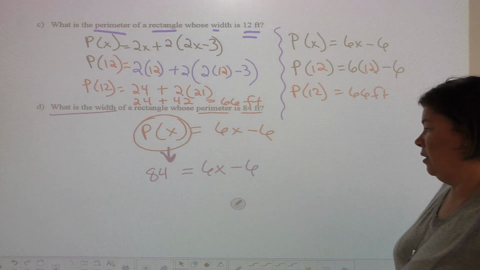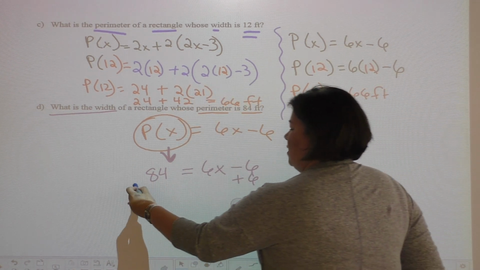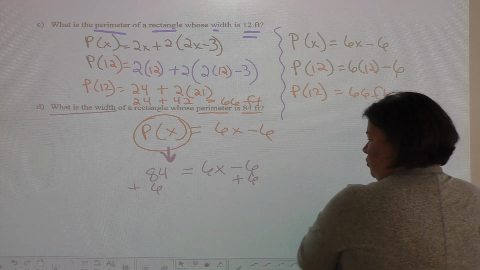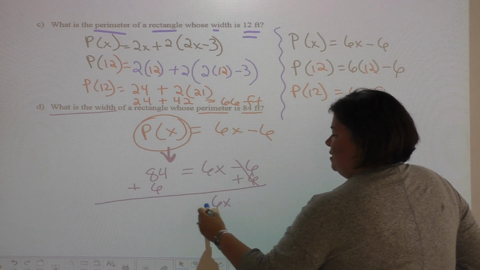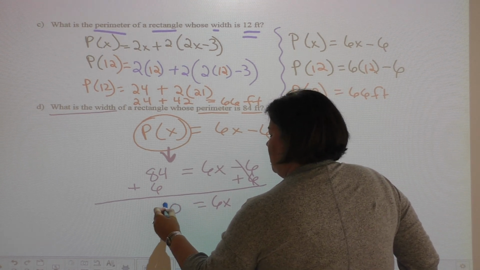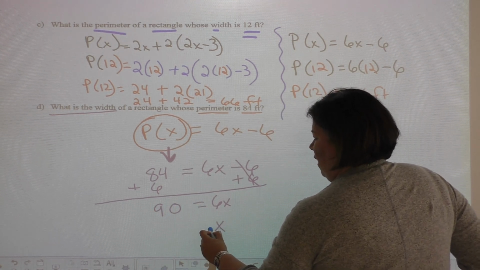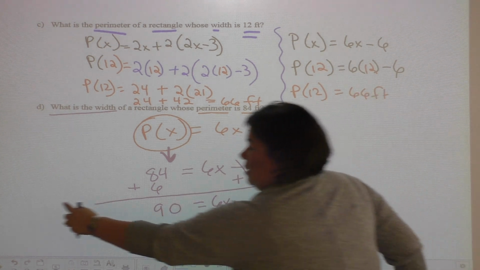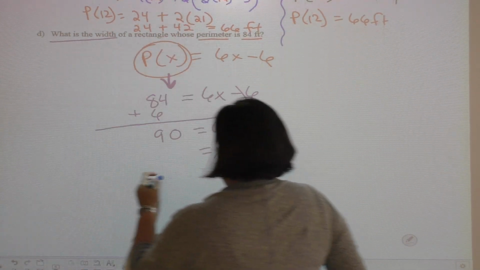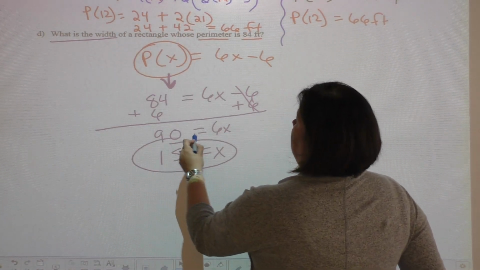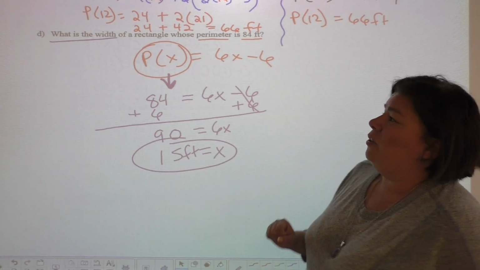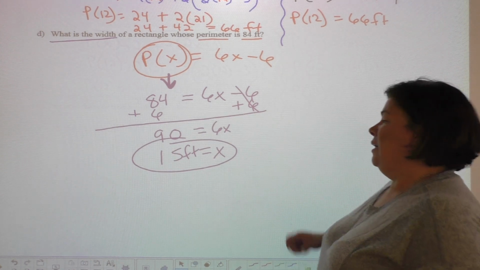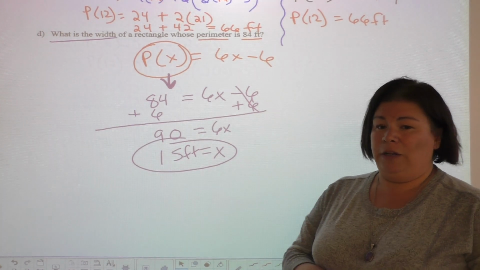What is the width? So I'm going to add 6 to both sides, isolate that variable. I'm going to drag this over, get it out of our way. 6x equals 90. Divide by 6, and x equals 15, and it's feet again. So in a full sentence, you'd say the width of the rectangle is 15 feet, whose perimeter is 84 feet.